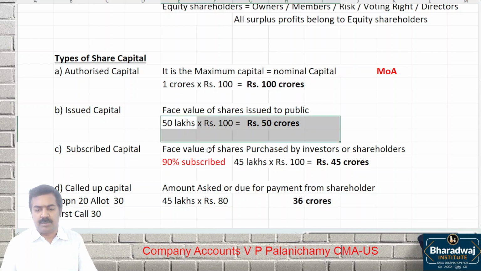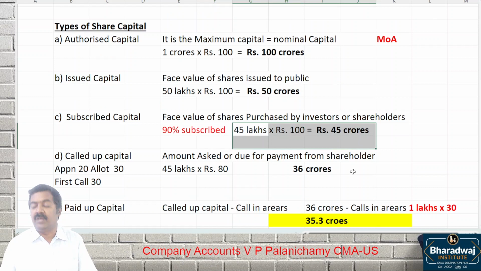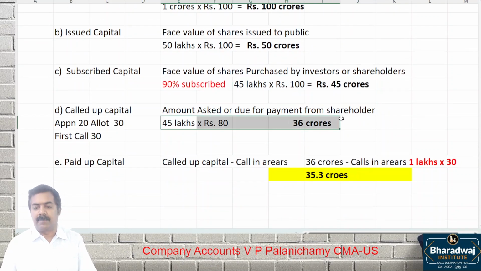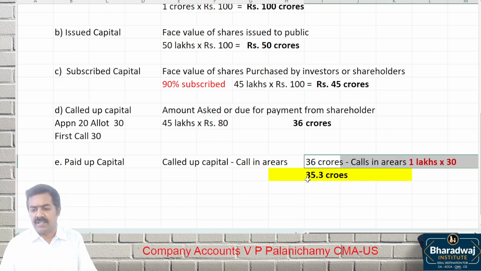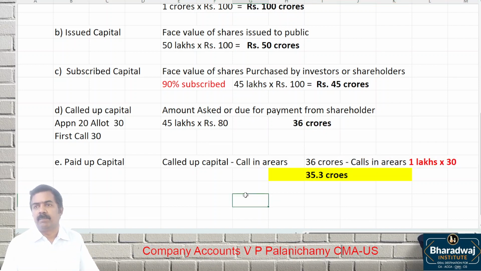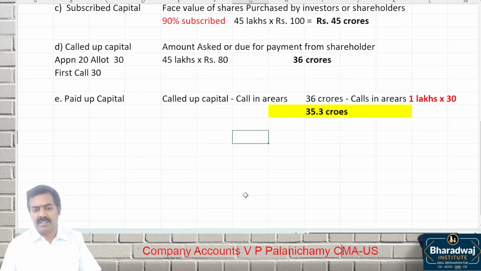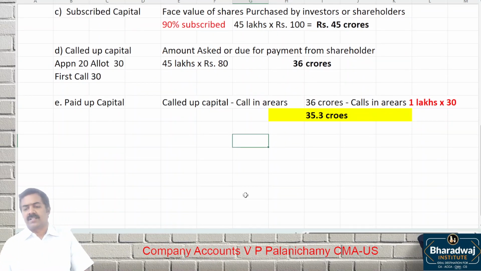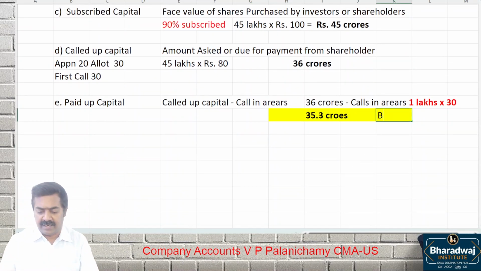Authorized capital, issued capital, subscribed capital and all was only what? Information. Even called up capital, 45 lakh shares into 80, 36 crores is an information. Finally, the net amount they have paid, that will come in which one? Balance sheet. 36 crores minus calls in arrears will give us which capital? Paid up capital. Do you understand what do you mean by calls in arrears? Money is due but not paid by shareholder. We call it as which one? Calls in arrears. So called up capital minus calls in arrears is paid up capital. This will be taken for balance sheet.